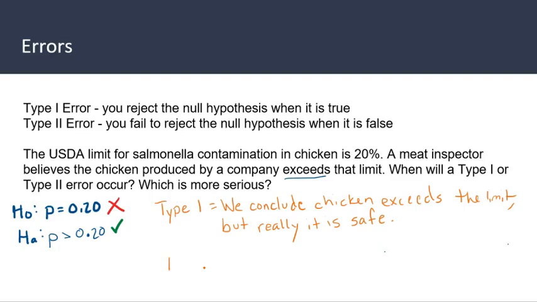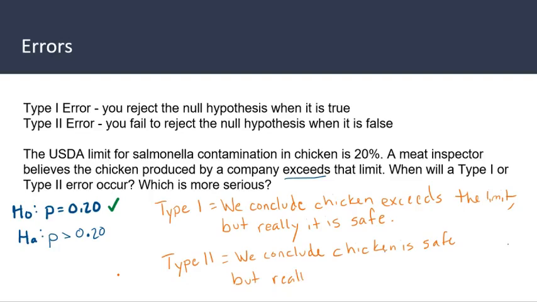Now if I make a type 2 error, what does that mean? If I make a type 2 error, I fail to reject the null, which means I think the null is true, which means I would conclude the chicken is safe. But just like before, I made an error. Really, the alternative is true. So really, it exceeds the limit.